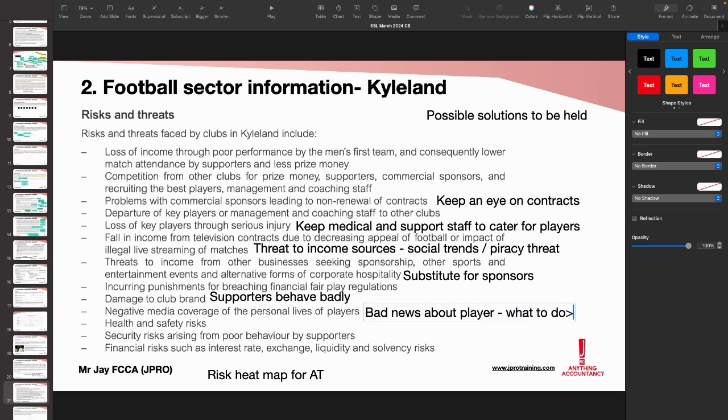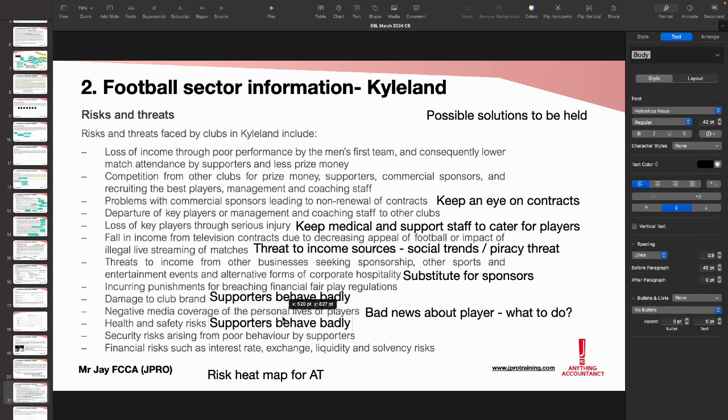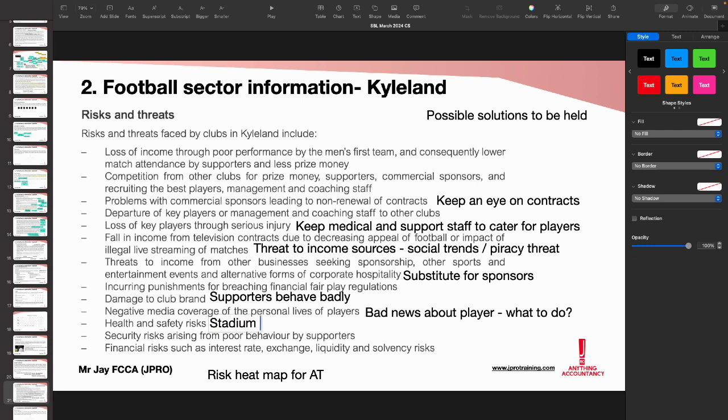What to do? This is a big question, because how will it impact the business? What will be the implication to the company? What's going to happen? Health and safety risk, that's kind of media, but the health and safety risk probably affects more of the stadium operations. Remember, the security was provided by volunteers. Security risks arising from poor behavior by supporters. Financial risks such as your interest rate risk, your exchange risk, your liquidity and solvency risk. Those are risks that you have to consider.